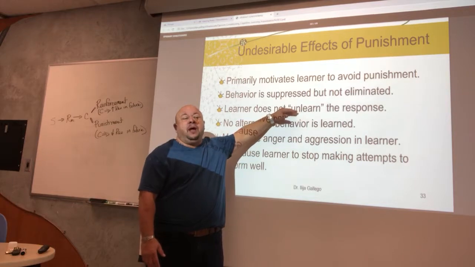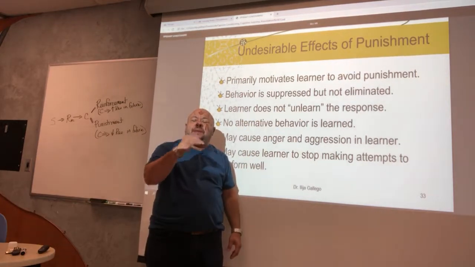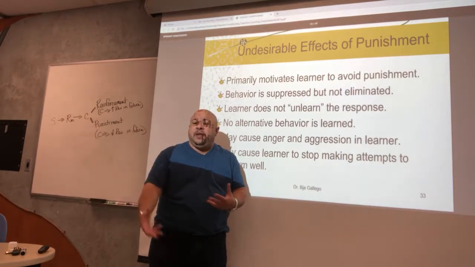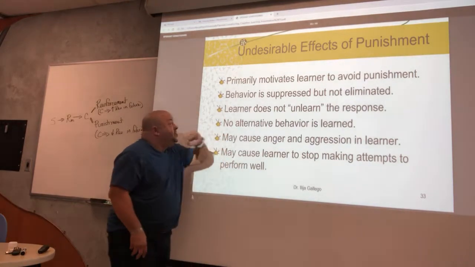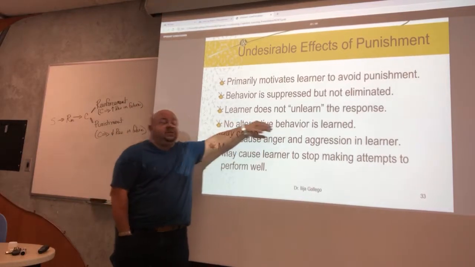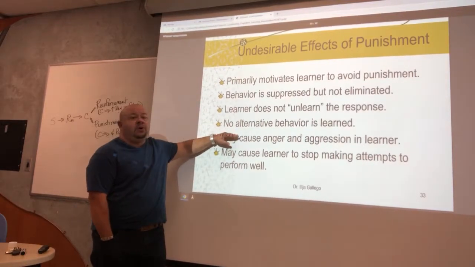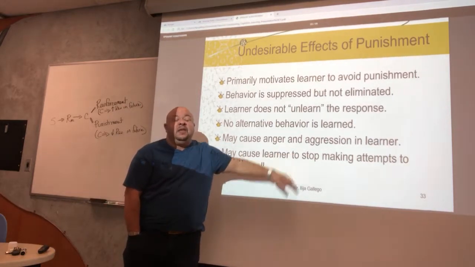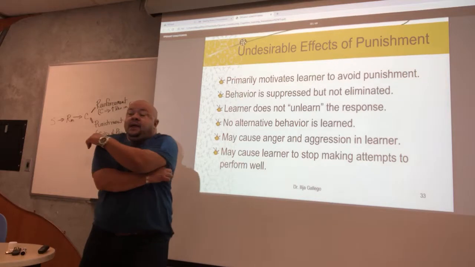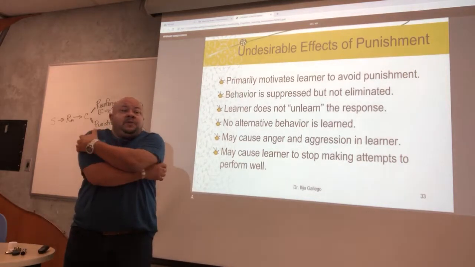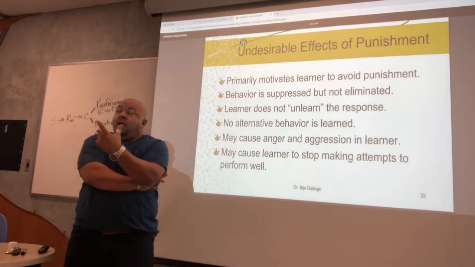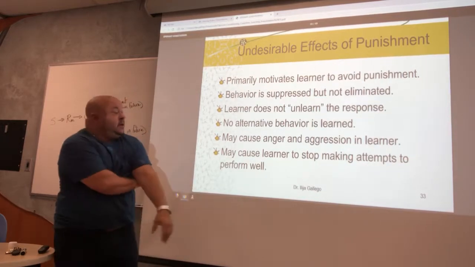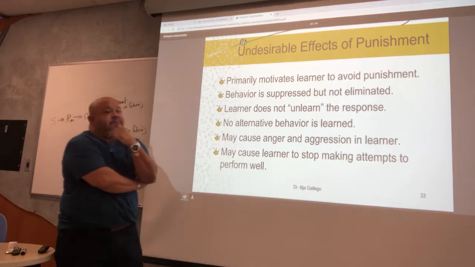So you don't speed around cops, or if there was a certain place that you got ticketed, you kind of are more careful now in that area. The learner doesn't unlearn the response, and you don't learn an alternative behavior. And it can make you angry and aggressive if you feel like you can do something to avoid the punishment. You'll do whatever it takes. Also, it can make you angry and aggressive if you think you're being punished unjustly. Now, the last thing is it can make people stop attempting.